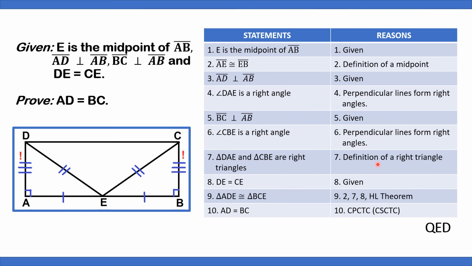So notice that in the previous example, the first 6 statements and reasons were the same. Okay, statement 8, DE is equal to CE, given. Then number 9, triangle ADE is congruent to triangle BCE by the hypotenuse leg theorem, while considering statements 2, 7, and 8. Finally, AD is equal to BC by CPCTC or CSCTC. QED.